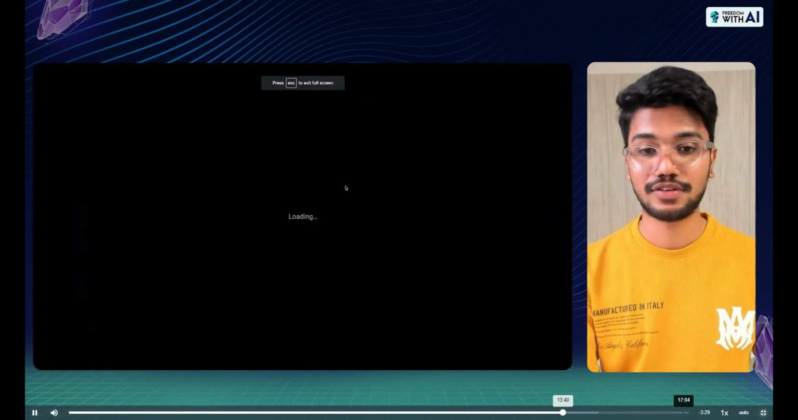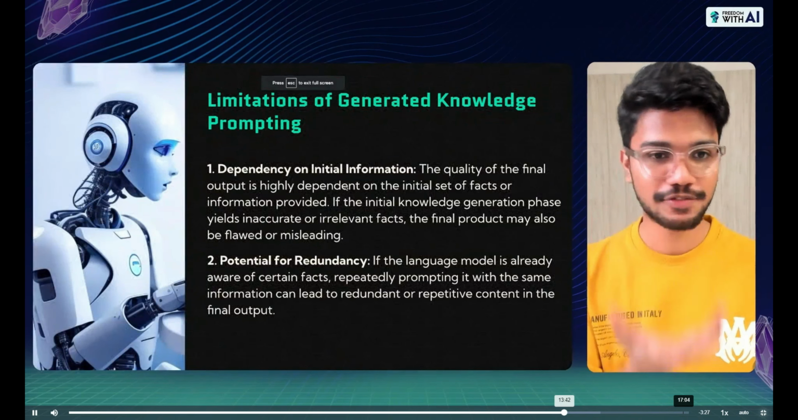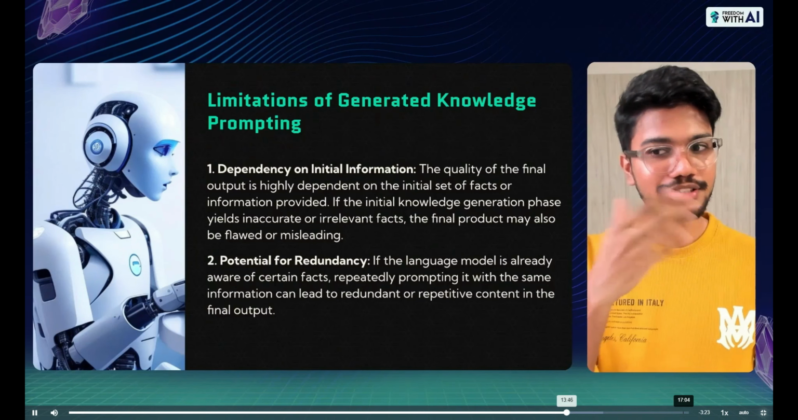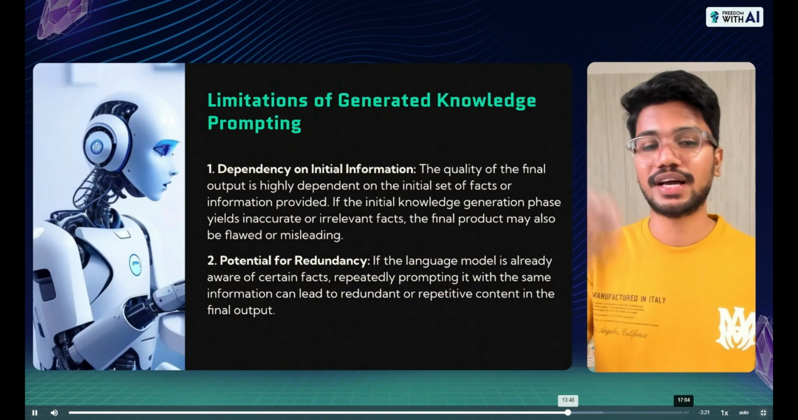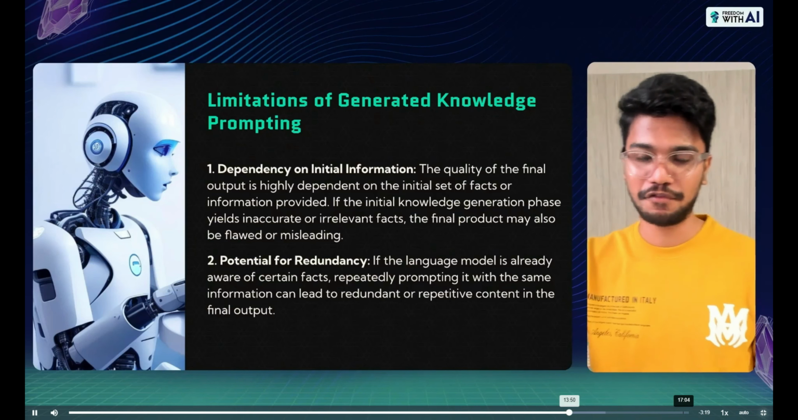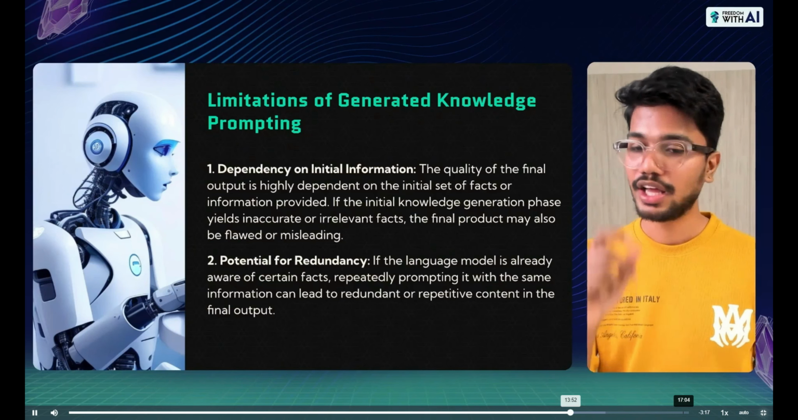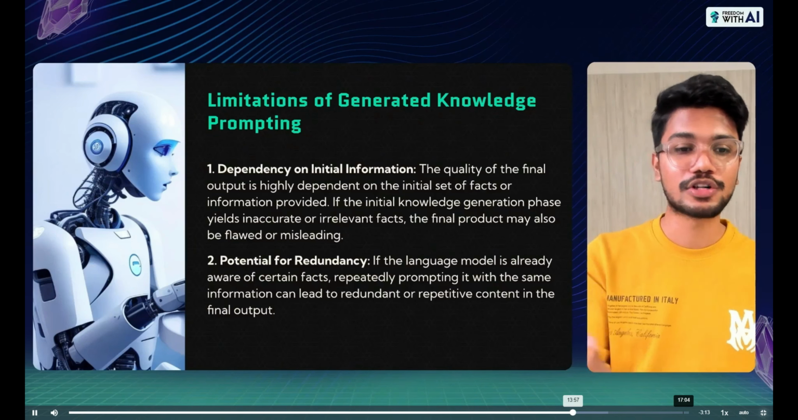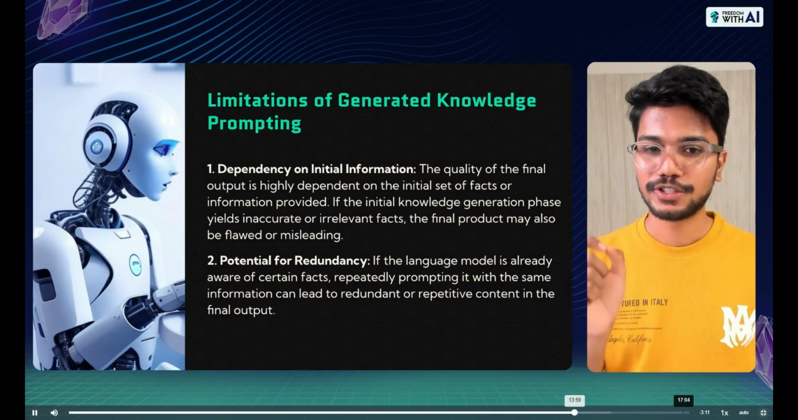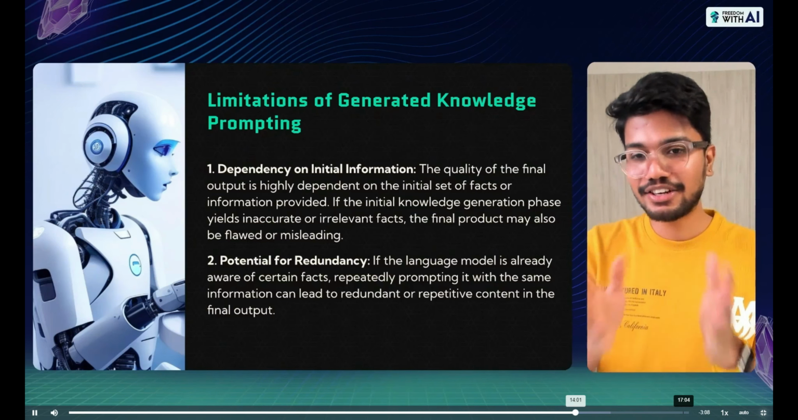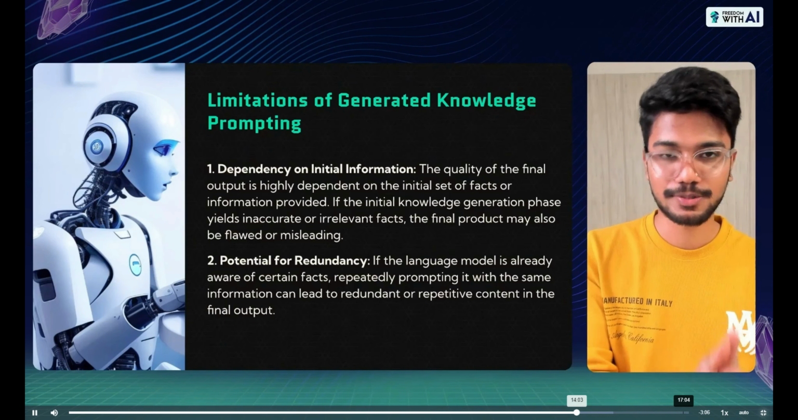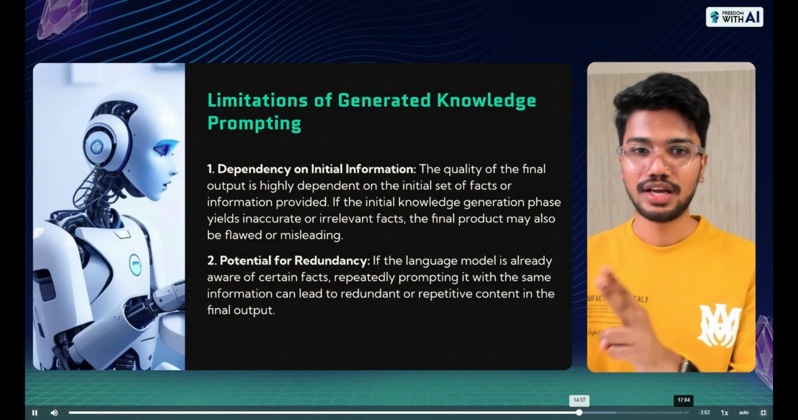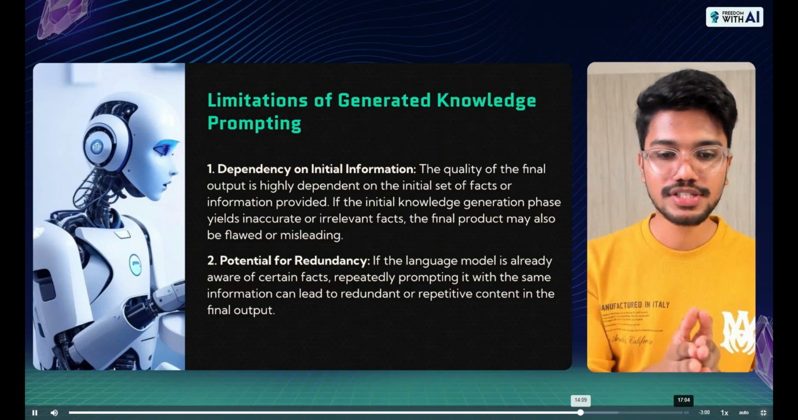But now, let's also understand a few limitations of this. First, a dependency on the initial information. The quality of the final output will be highly dependent on the initial set of facts or information provided. If the initial knowledge generation phase yields inaccurate or irrelevant facts, the final product may also be flawed or misleading. So whenever it is generating knowledge, it's your responsibility to fact check yourself before you integrate that knowledge in the final step.